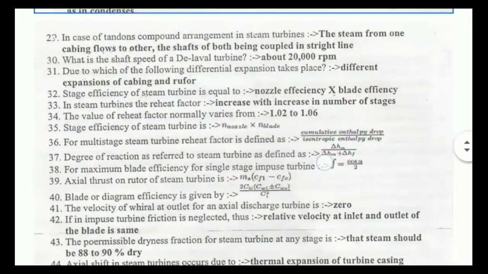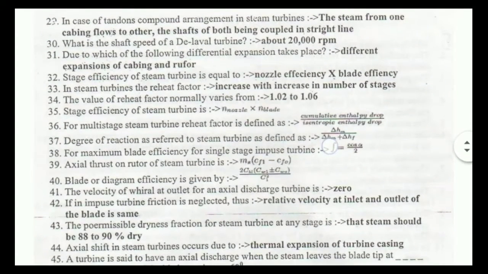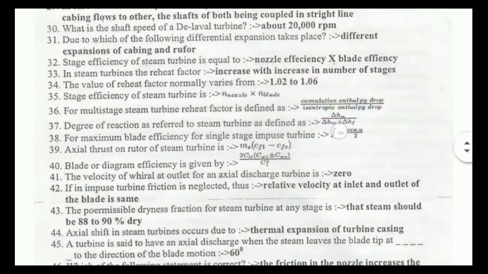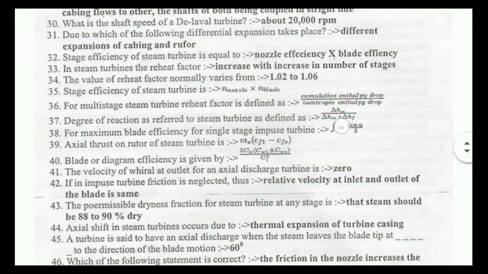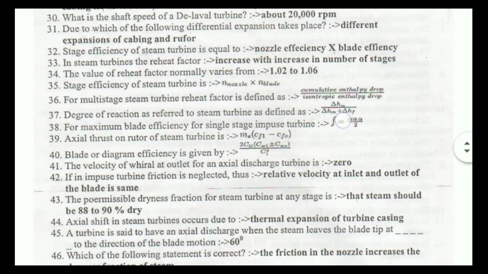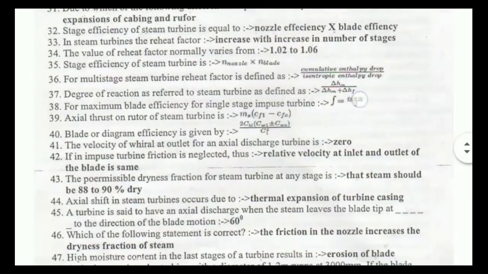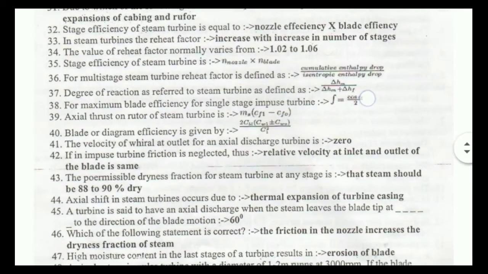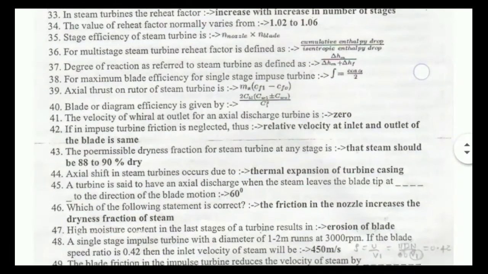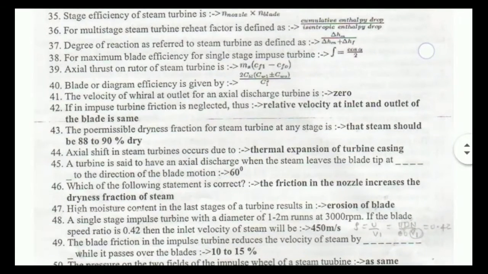Check 30th. What is the shaft speed of a De Laval turbine? It's about 20,000 rpm. Stage efficiency of steam turbine is equal to nozzle efficiency into blade efficiency. It's important. 35 is also a similar one. 37th, degree of reaction. It's important.